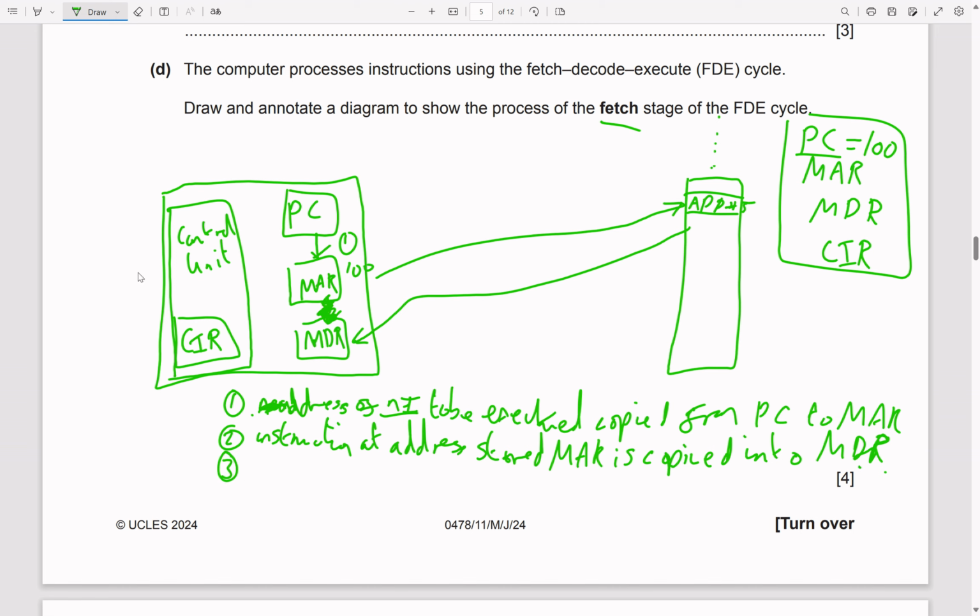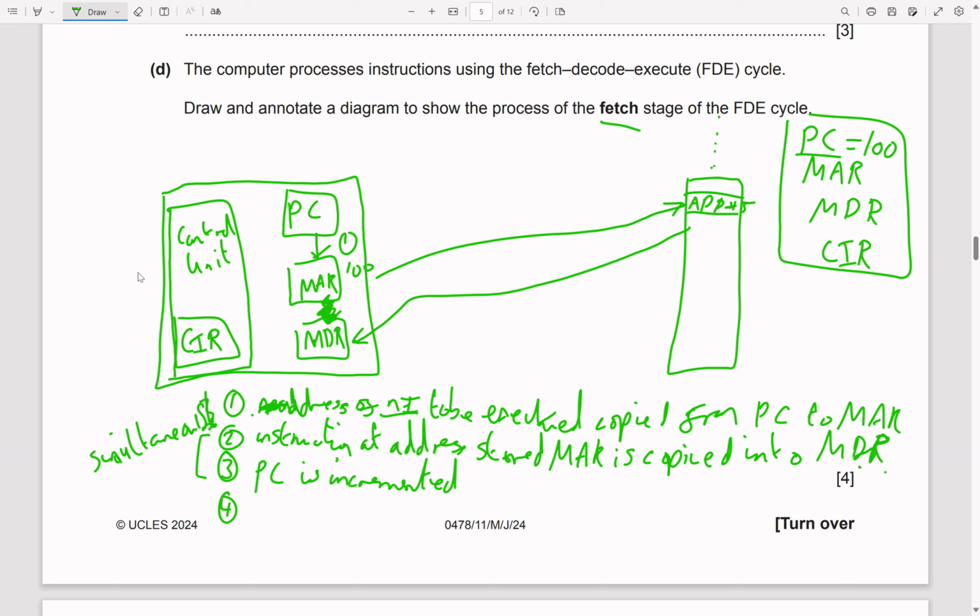Or I think for 3, we can probably then say the PC, or program counter, is incremented. And this means it's going to be ready for the next instruction, because it's going to go from 100 up to 101. Then we can say 4, and 2 and 3 can happen simultaneously. So we could say this, simultaneous.